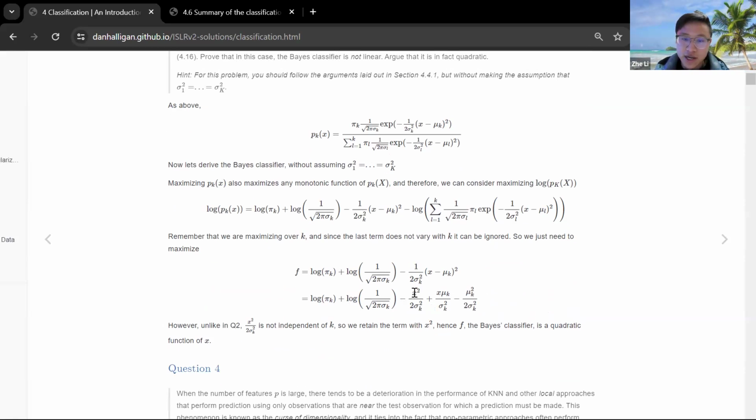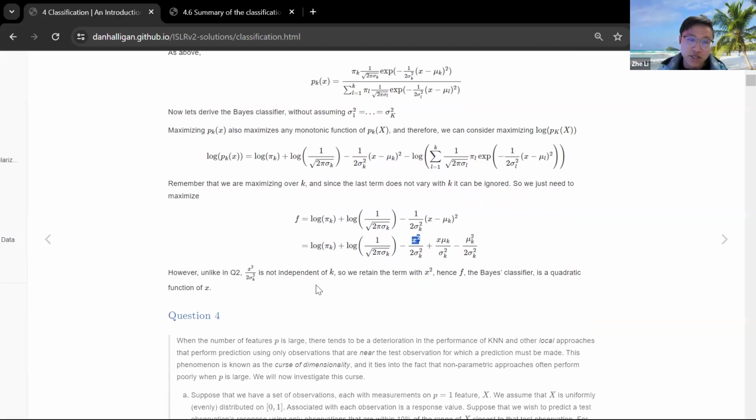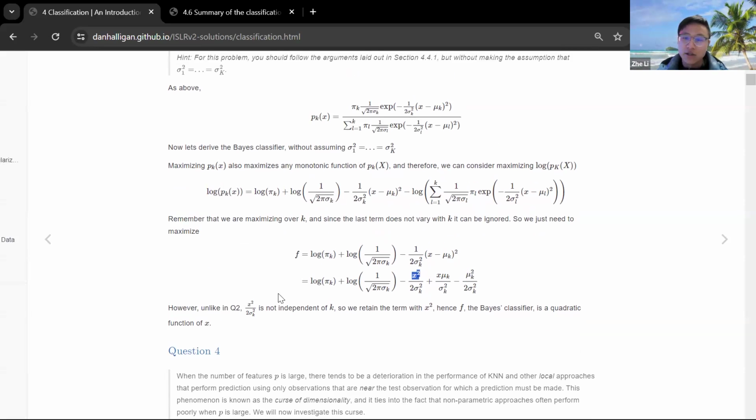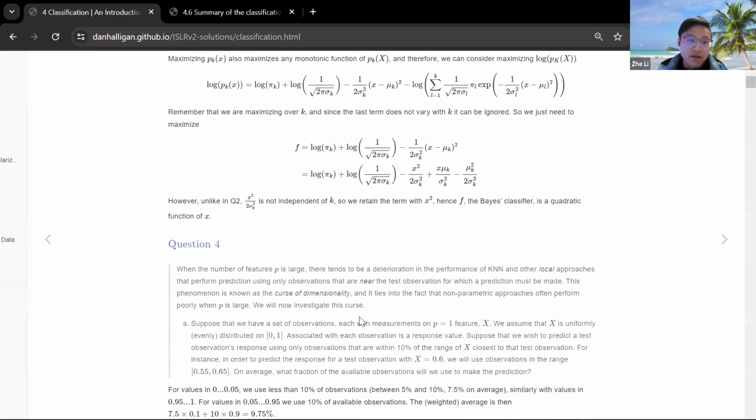So after some calculation, the underlying function is here with x as the predictor, and the other things as a constant. We found that in this function, x is a quadratic form. It has a second power to it. So unlike in the linear situation, it is not independent of k. So the underlying function is a quadratic form.